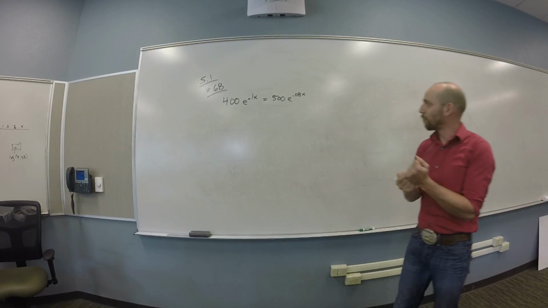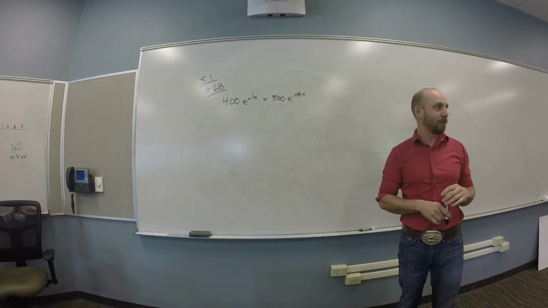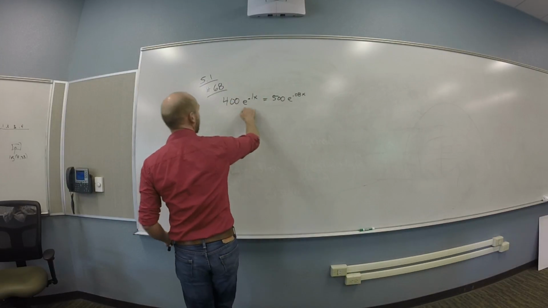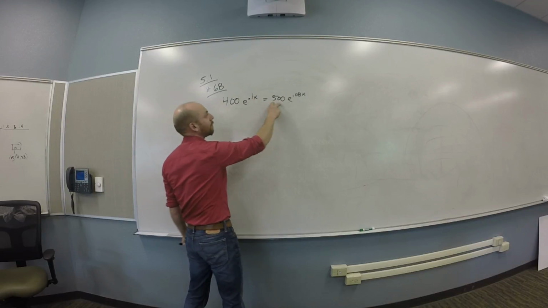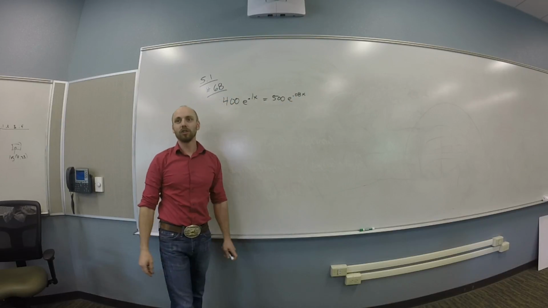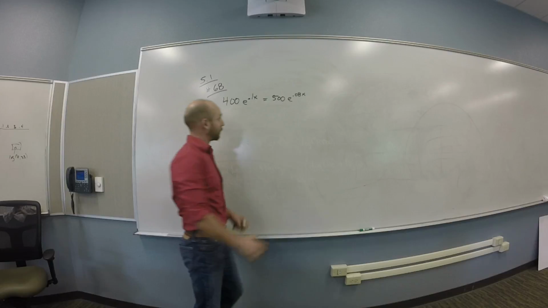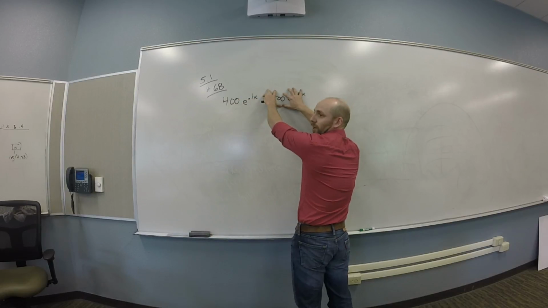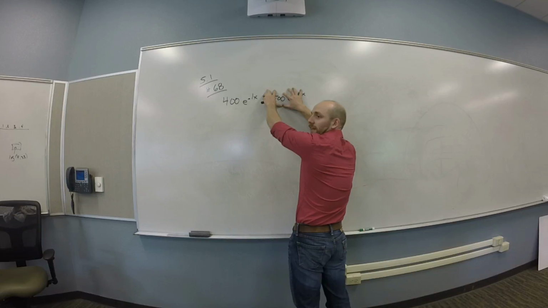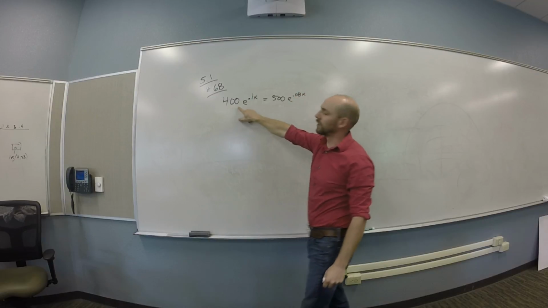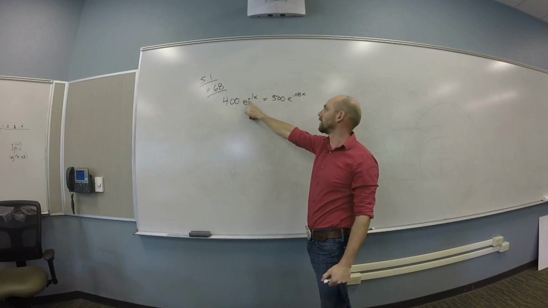So 68 and 5.1 is actually a cool question from an interpretation standpoint. I have 400 e to the 0.1x equals 500 e to the 0.8x. I want you to think about this in terms of a population model for a second. If the left-hand side, 400 e to the 0.1x, was a population model, what is that thing? The population of that 400 grows. That's an increase of 10%. So this thing is a population that starts at 400 and compounds continuously at 10%.